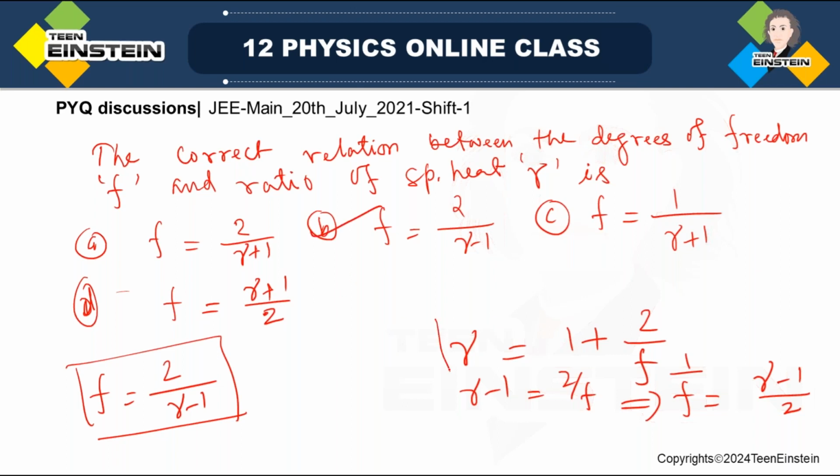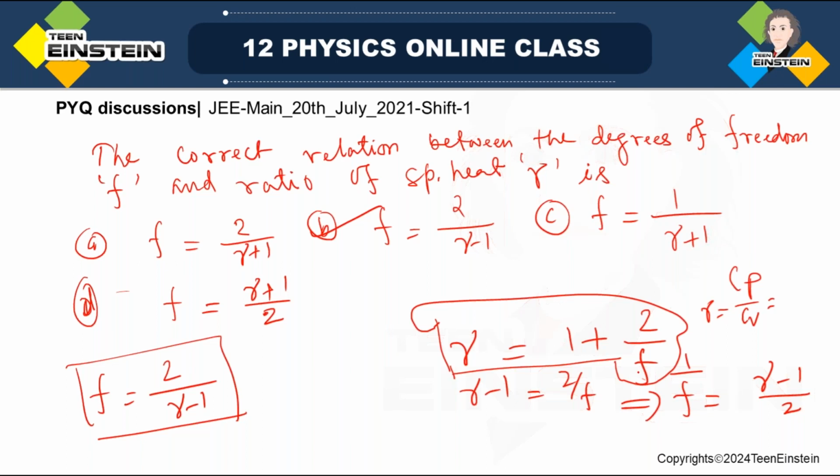So this is very easy to remember. Gamma is equal to 1 plus 2 by F. If you remember this, it will serve many purposes. If you know the degrees of freedom, you don't have to find out Cp and Cv and then get the ratio. Sometimes you will be given a system, a diatomic, triatomic or monoatomic molecule, and asked for the value of gamma. If you can quickly calculate the degrees of freedom, then it is easy to find gamma.